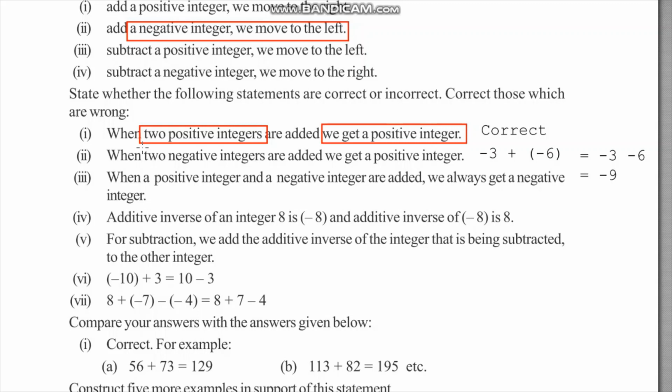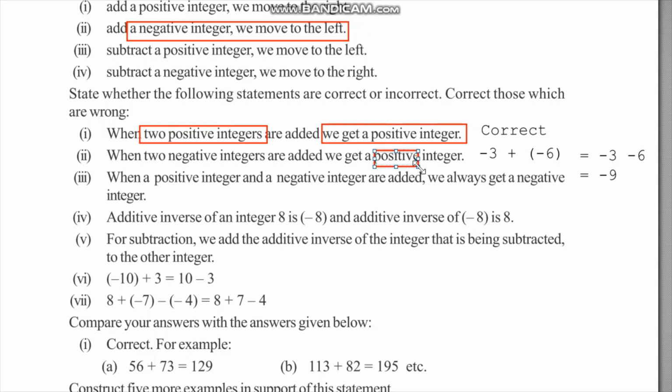When we add two negative integers, we will get a negative integer. Next, when a positive integer and a negative integer are added, we always get a negative integer. Do you think this is true? I will leave this one out for you. Just think about it and try taking an example and figuring it out.